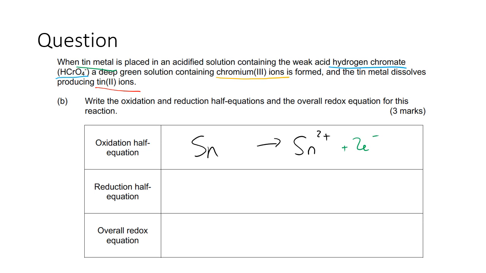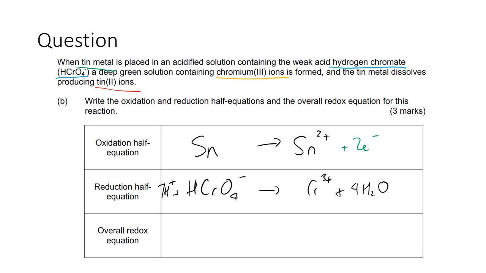Okay, now let's go to the hydrogen chromate. So it's starting out as hydrogen chromate, and it's turning into chromium 3+ ions. Balance out the chromiums, they're balanced. Balance out the oxygens by adding some waters here. Balance out the hydrogens by adding some hydrogens here.